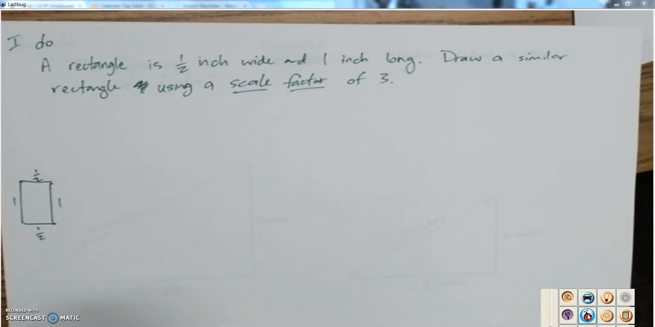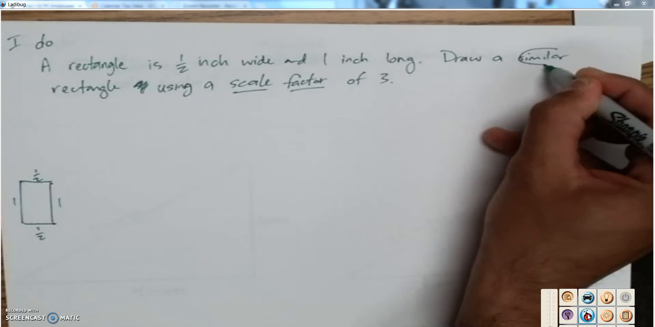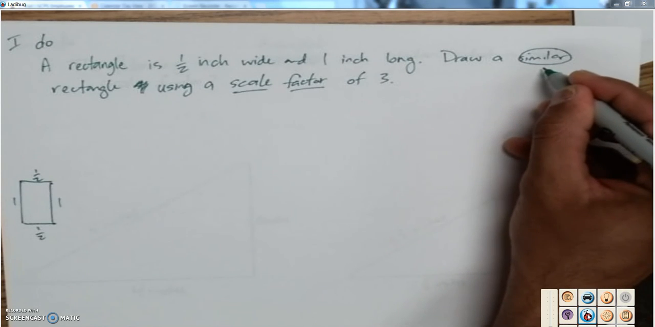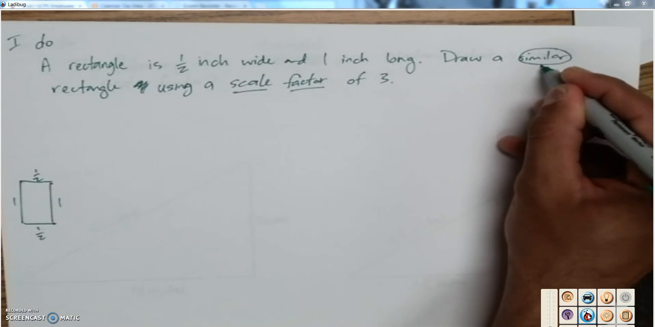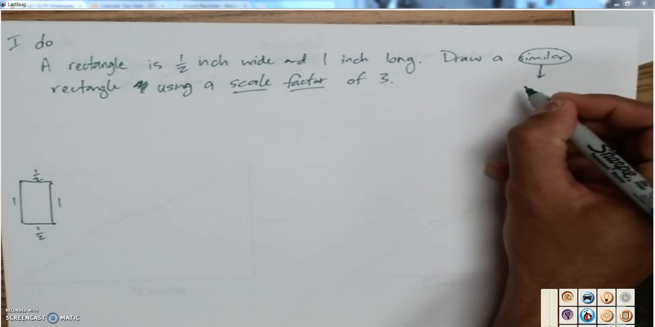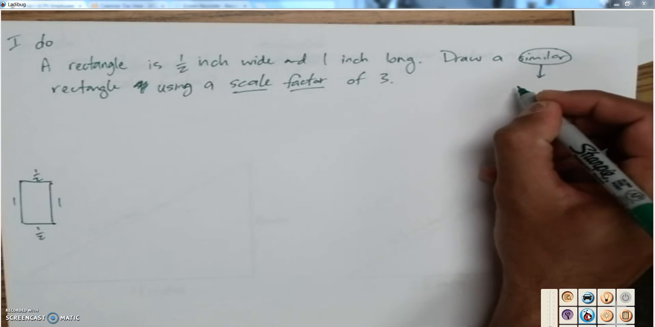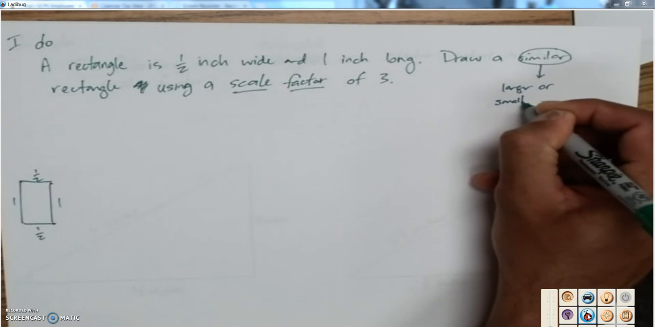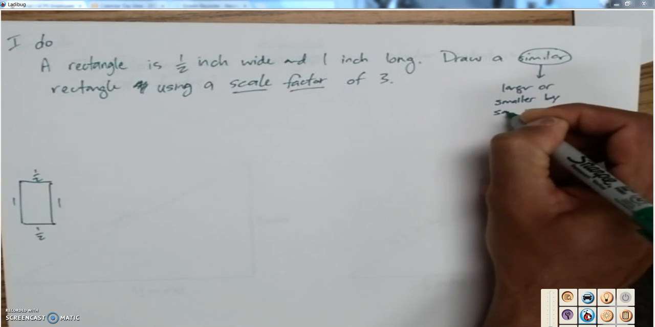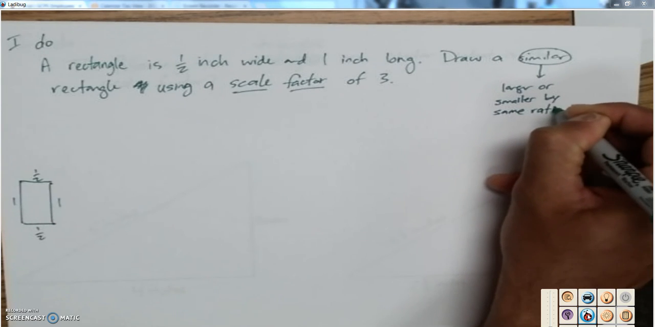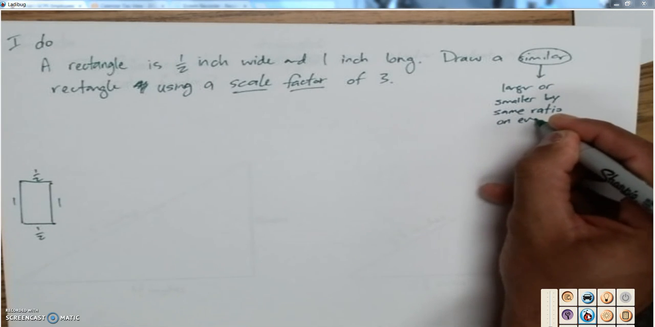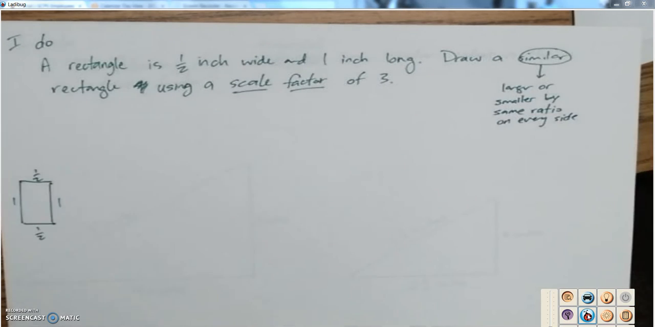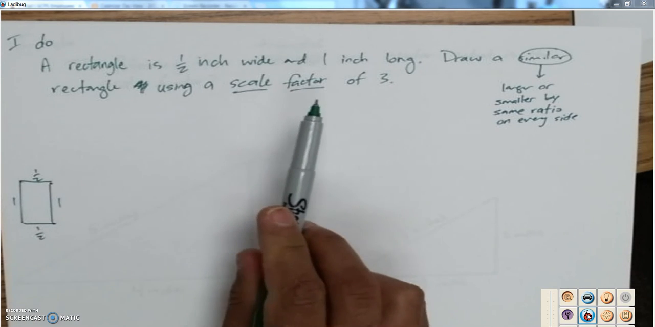So in math, the word similar, in geometry, when you're dealing with shapes, means that the shape is either larger or smaller by the same ratio on every side. So that's what I'm going to do here. I'm going to draw a rectangle. It's going to look like this one, but as a scale factor of 3.